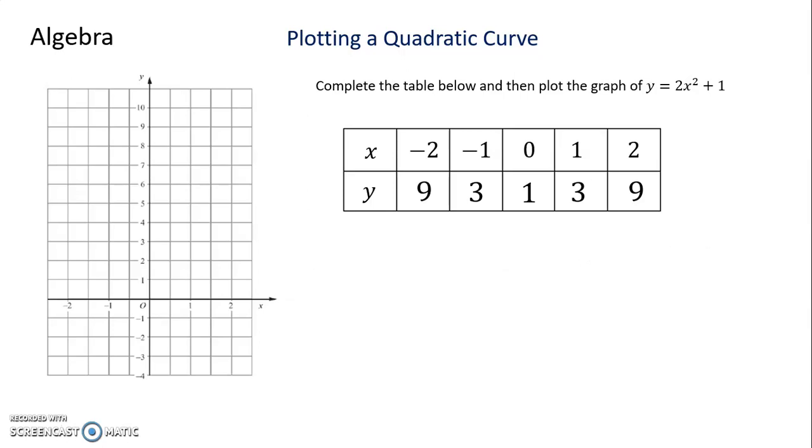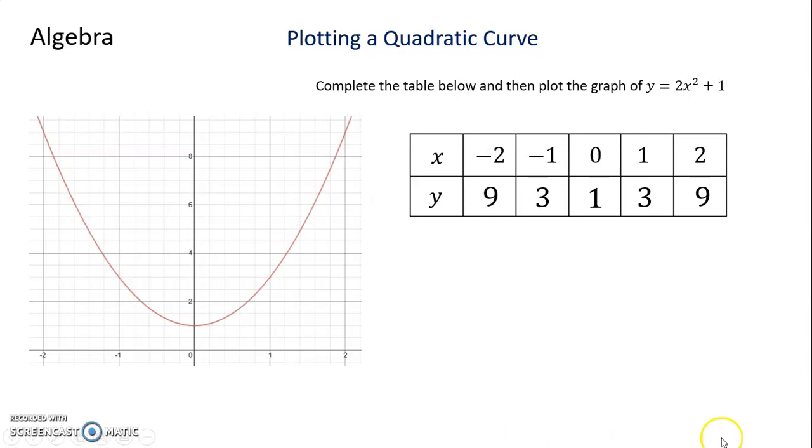And now I'm going to plot those points. And that gives me my nice curve again. Again, no roots here because this is sitting above the x-axis, and this is what it will look like when I've joined up my points to create a nice smooth curve.